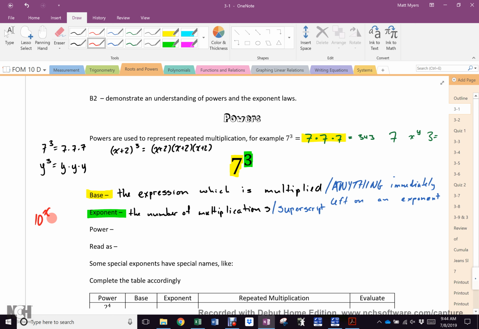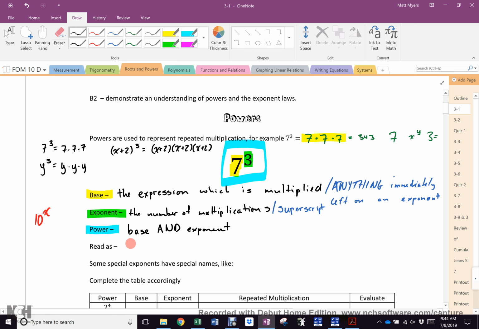Everybody cool? All right. The whole thing is the power. A power is a base and an exponent.